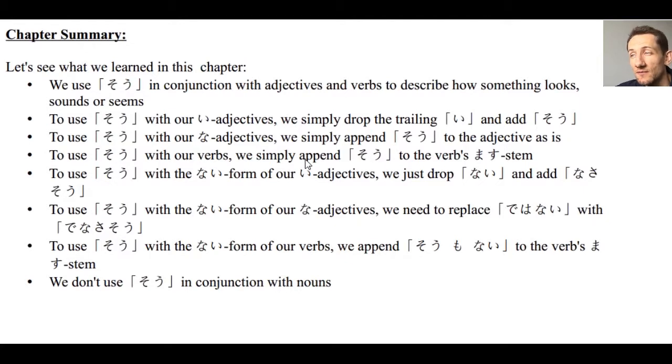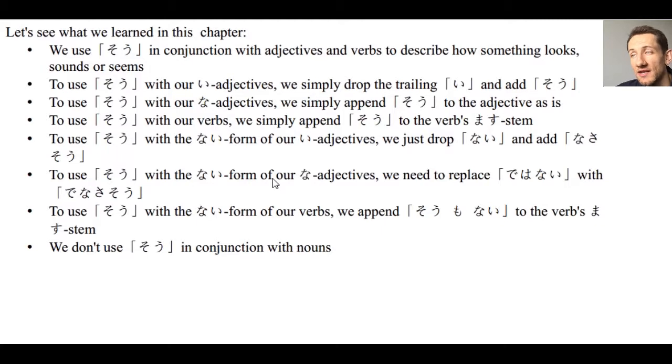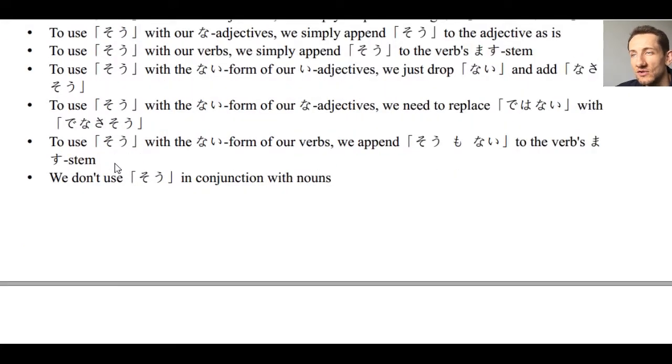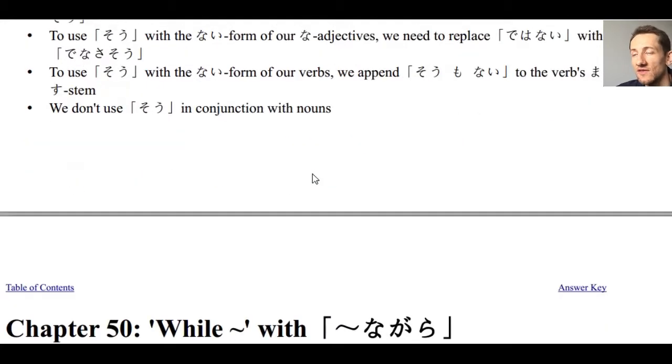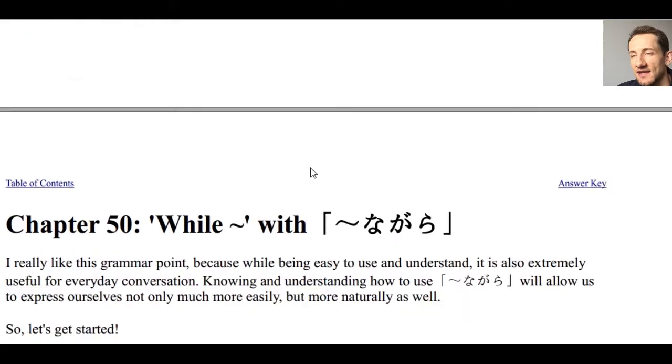To use そう with our verbs, we simply append そう to the verb's ます stem: 食べそう, 泣きそう. To use そう with the ない form of our i adjectives, we drop い and add なさそう: 暑くなさそう, 寒くなさそう. To use そう with the ない form of our na adjectives, we replace ではない with ではなさそう. To use そう with the ない form of our verbs, we append そうもない to the verb's ます stem: 食べそうもない, 降りそうもない. And we do not use そう in conjunction with nouns. And that's it for that.